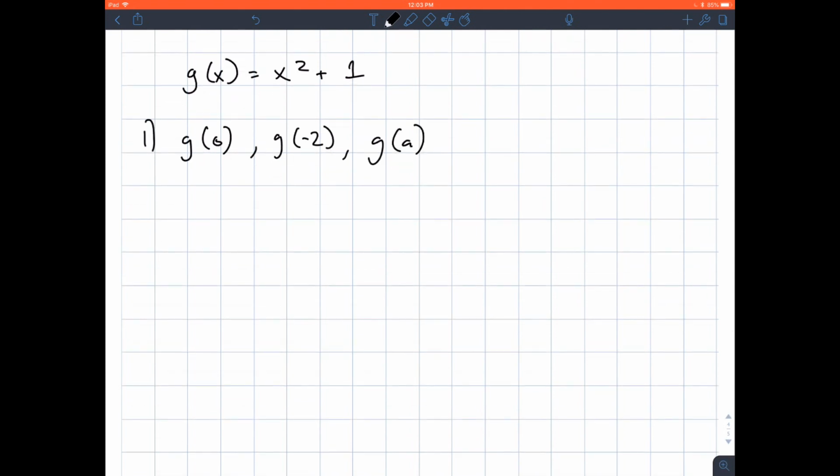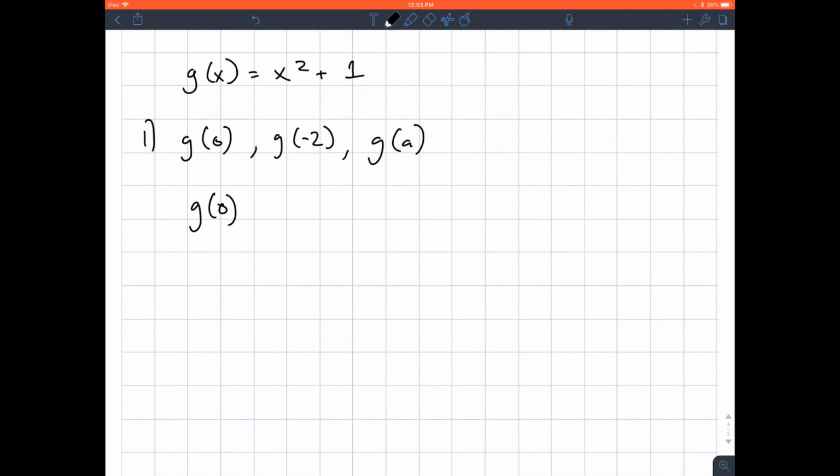Let's say we're given a function g of x is equal to x squared plus 1, right? These are all review questions, by the way. These are all questions that your teacher may or may not give you. I'm trying to cover what teachers typically like to give on quizzes, worksheets, or tests. So let's find g of 0, g of negative 2, and g of a. All right, this is easy.